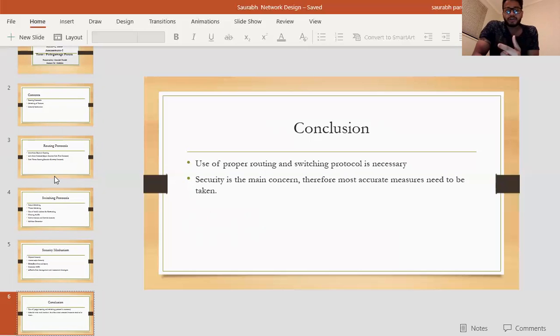So to conclude, I would like to say that all the routing and switching protocols need to be decided properly so that the routing of packets takes place properly and in a secured manner. And the security mechanisms are also the main concern, as the enterprise is dealing with very sensitive data. So security measures are the most important.